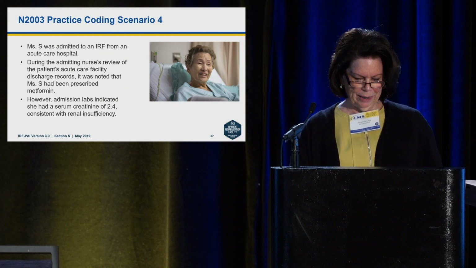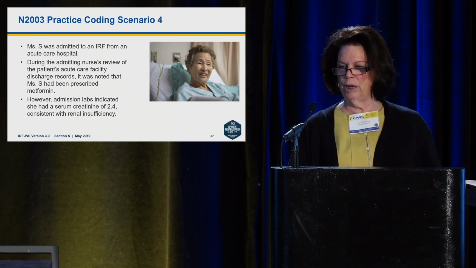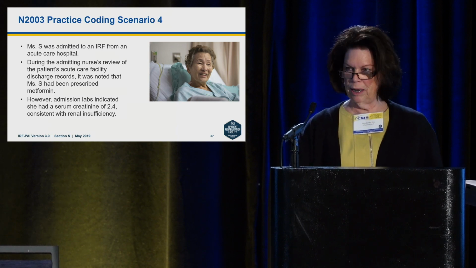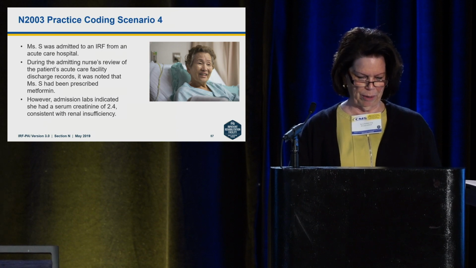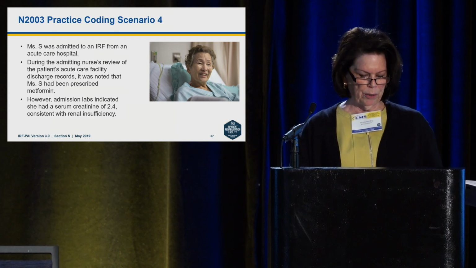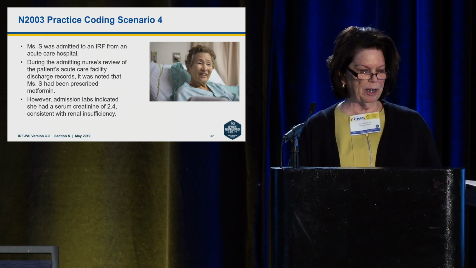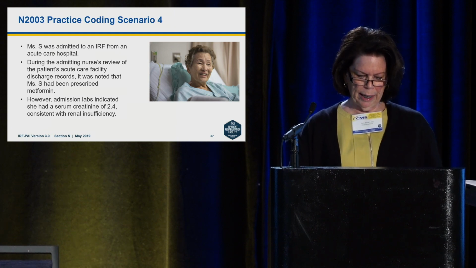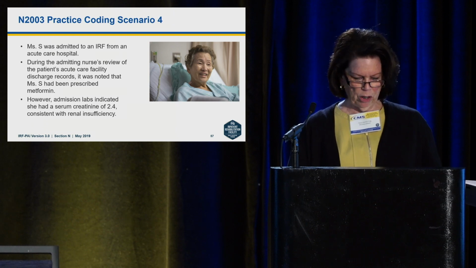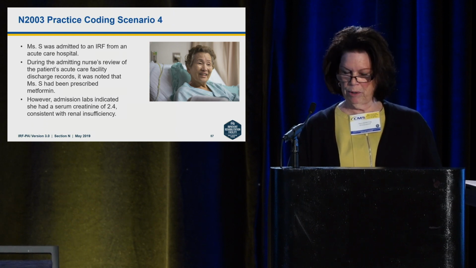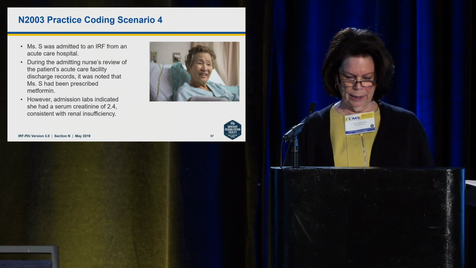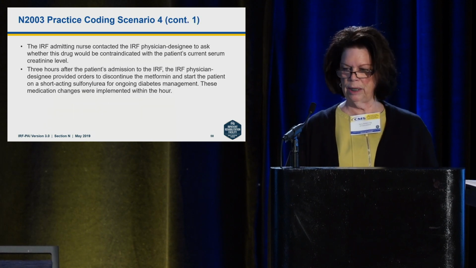So in this next clinical scenario, you are also going to be asked to code N2001 and N2003. Miss S was admitted to the IRF from an acute care hospital. During the admitting nurse's review of the patient's acute care facility discharge records, it was noted that Miss S had been prescribed metformin. However, admission labs indicated she had a serum creatinine of 2.4 consistent with renal insufficiency.